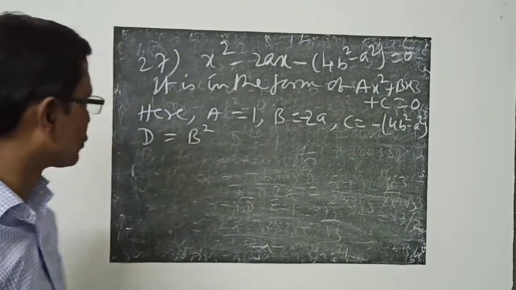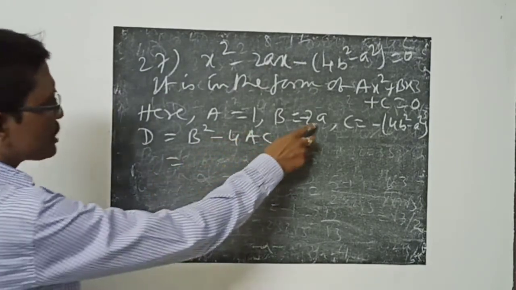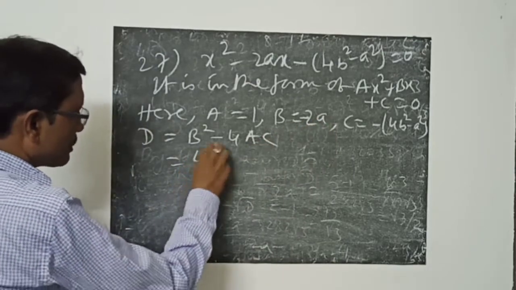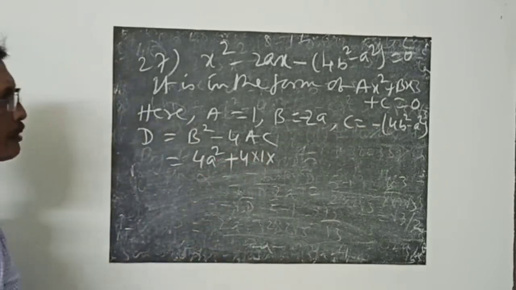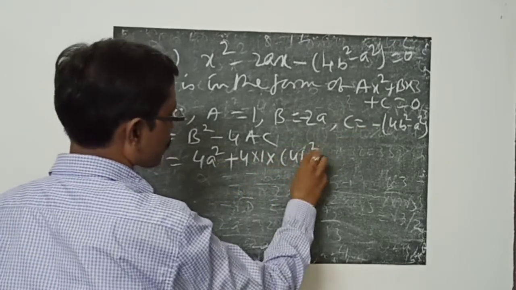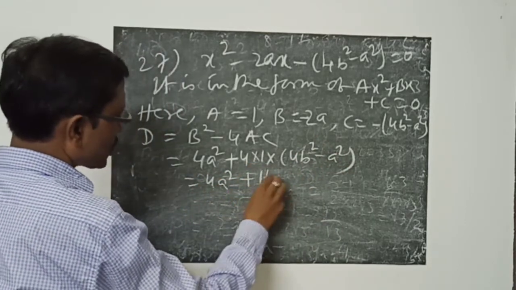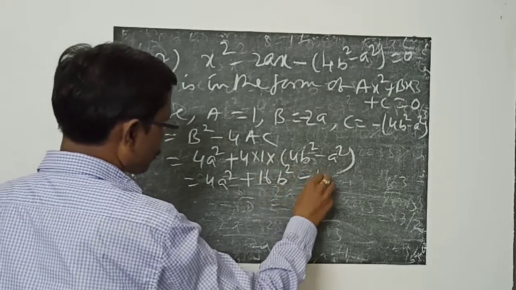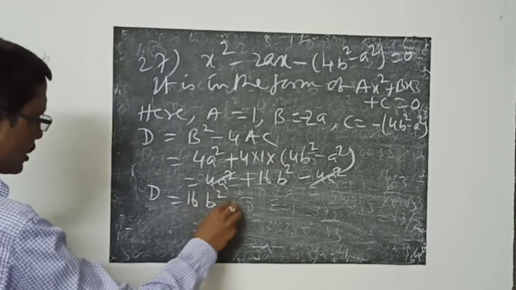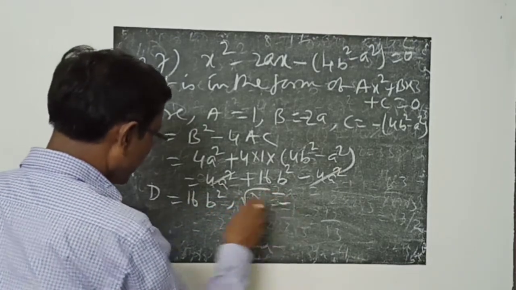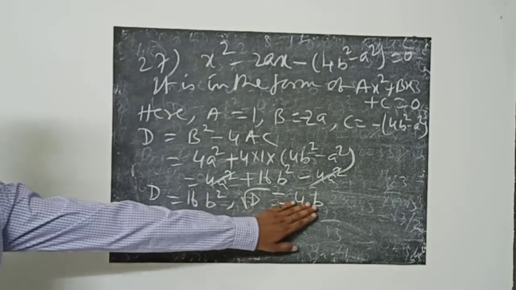B square minus 4AC, since we have taken capital letters for the standard form. So what will it be? B square is minus 2a whole square. So ultimately 4a square minus 4 into 1 into minus, it will be plus, 4b square minus a square. Check what it is coming: 16b square minus 4a square... so ultimately D is coming 16b square, and root D, you will get its root, so 4b. So simply we got the root D value.